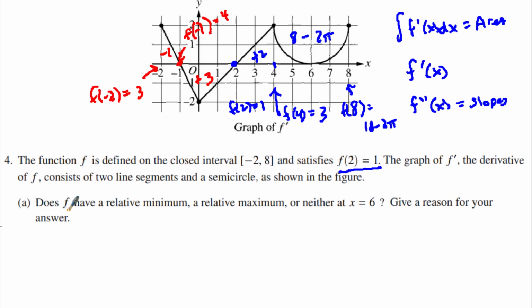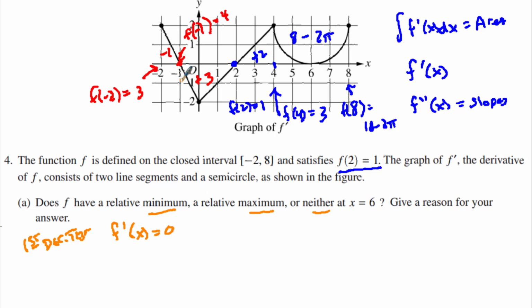So then it asks, does the function f have a relative min, max, or neither? That is the first derivative test, which means you're looking at f prime of x when it equals 0. They gave us a graph of f prime of x, so we're just looking at points where it equals 0.